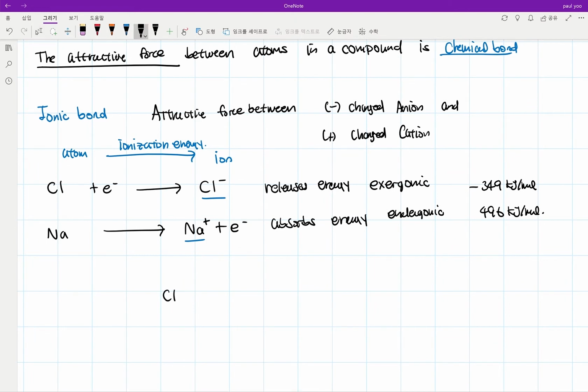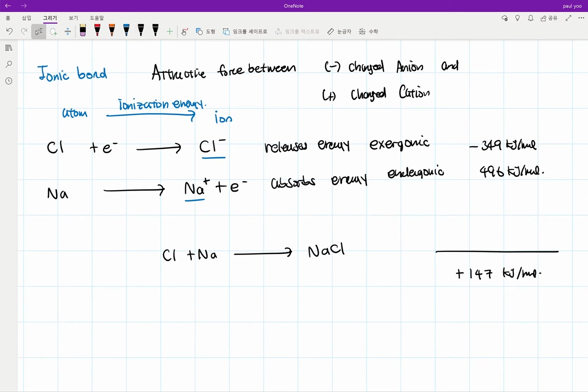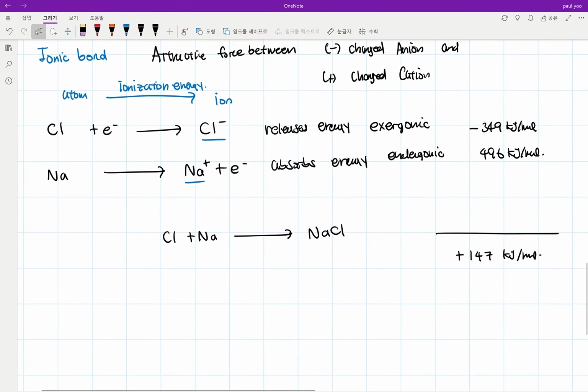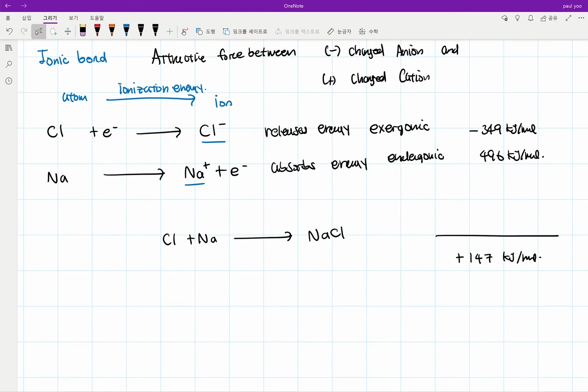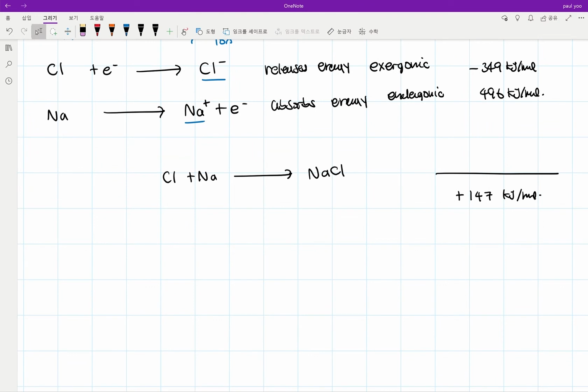So Cl plus Na becomes NaCl. If you add these two energies, it's a positive number, about 147 kilojoules per mole, and it is not a spontaneous reaction. But here what we have is called lattice energy. So let's talk about this lattice energy.